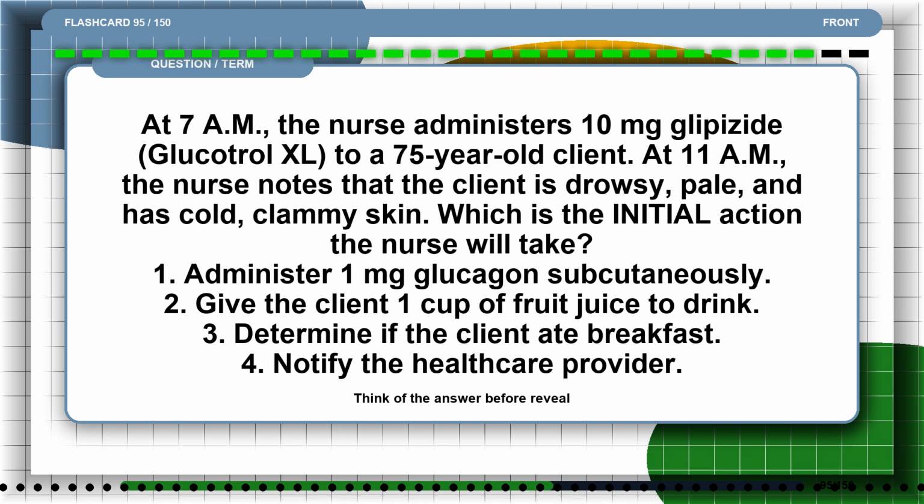Flashcard 95. At 7 a.m., the nurse administers 10 mg glipizide Glucotrol XL to a 75-year-old client. At 11 a.m., the nurse notes that the client is drowsy, pale, and has cold, clammy skin. Which is the initial action the nurse will take? 1. Administer 1 mg glucagon subcutaneously. 2. Give the client 1 cup of fruit juice to drink. 3. Determine if the client ate breakfast. 4. Notify the healthcare provider. Think of the answer before the reveal.